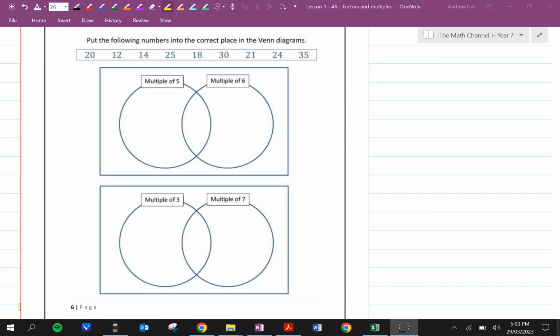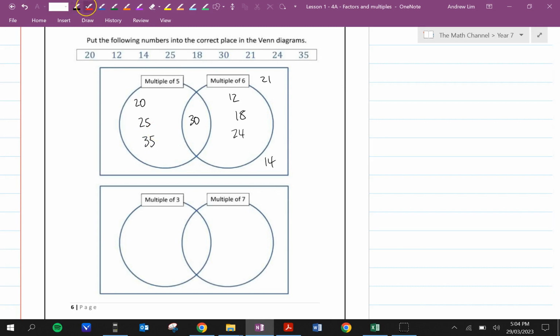Okay, so let's start with 20. I can divide 20 by 5, but not 6. I can divide 12 by 6, but not 5. 14, I can't divide by 5 or 6. 25, yep, just 5. 18, just 6. 30, divide 30 by both of them. 21, none of them. 24, just 6. 35, just 5.